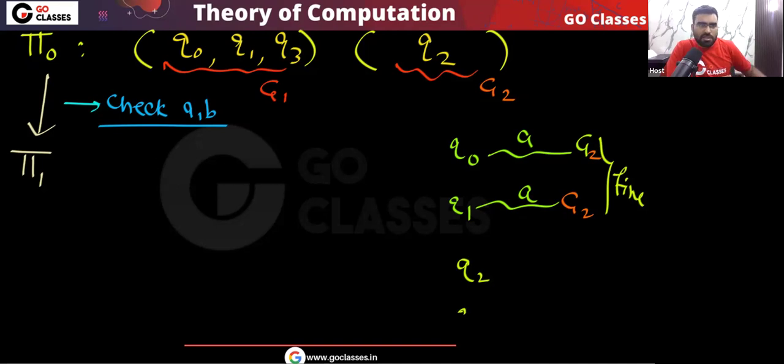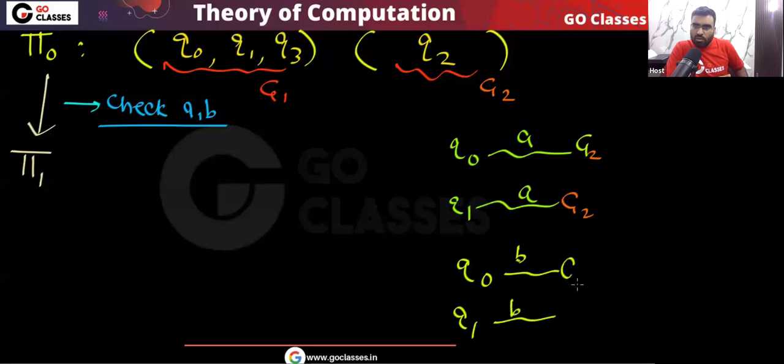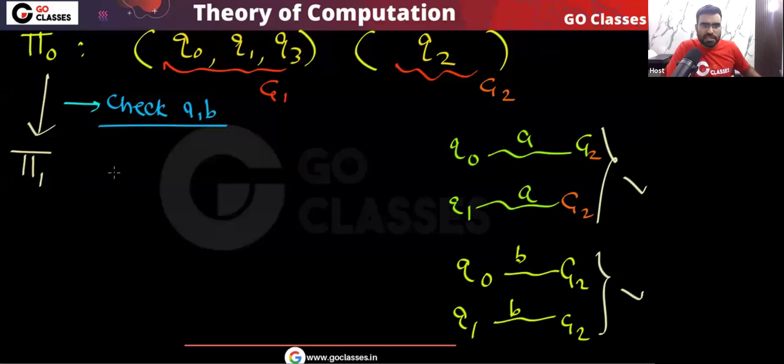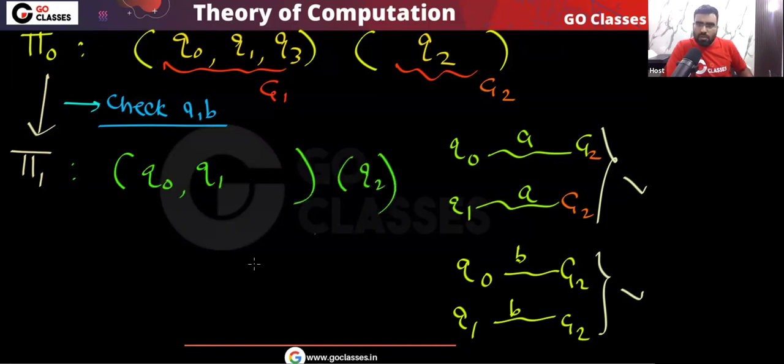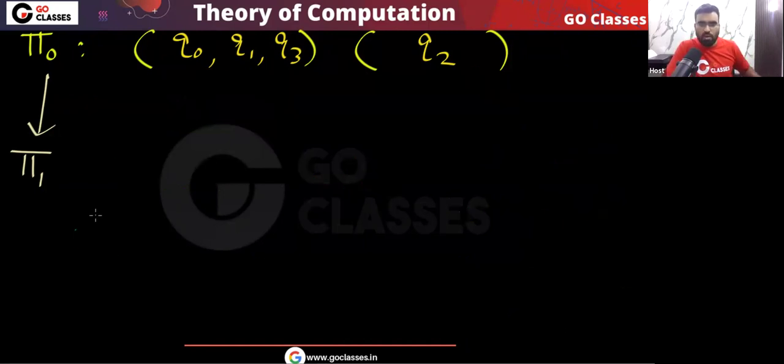And similarly, Q0, Q1 on B also are going to group 2. So this is also fine. That is the reason I can say they will remain together. Do you agree? Q0, Q1 will remain together. Now we have to check where Q3 will go.